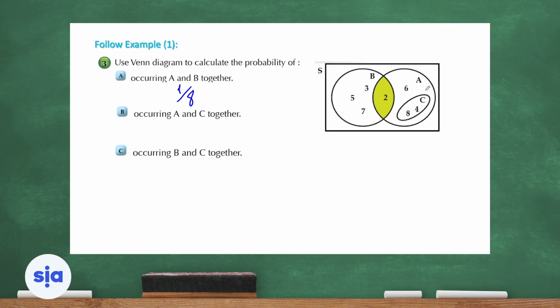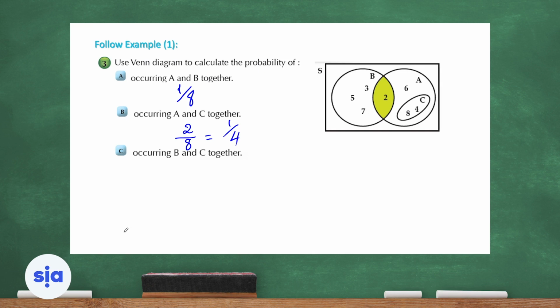A and C happening together. So here's A, here's C. Where's the common part between them? Where's the intersection part between them? It is C, which is 2 elements out of 8 elements, which is 1 over 4.